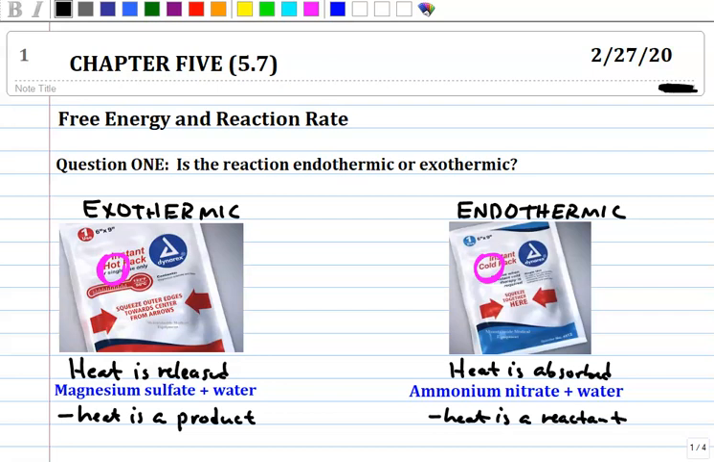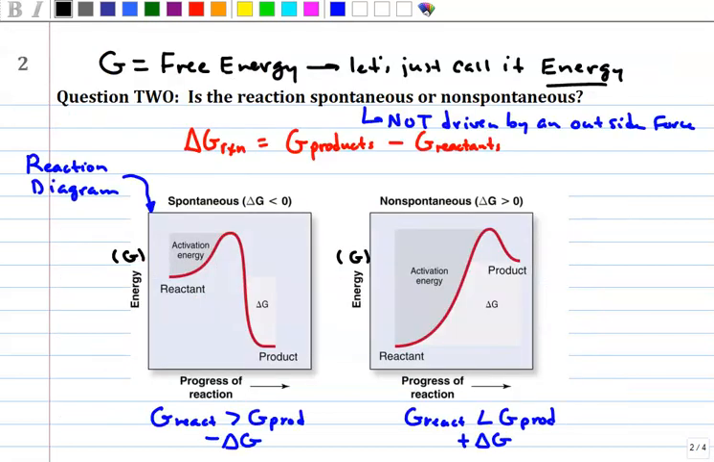Why does a cold pack feel cold? It takes heat from your hands for the reaction to occur. It's a reactant. And so heat is absorbed by the chemical reaction, taken away from your hands, so it feels cold. So question 1, how do you know if a reaction is endothermic or exothermic? Does it release heat or does it absorb heat? That's how we know.